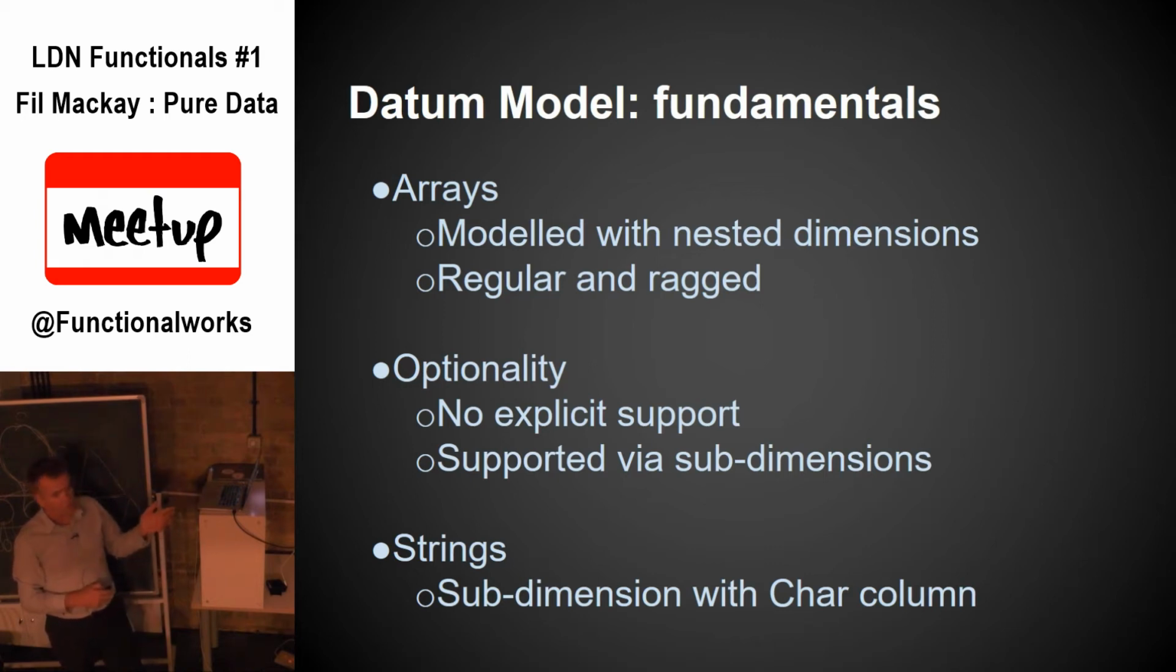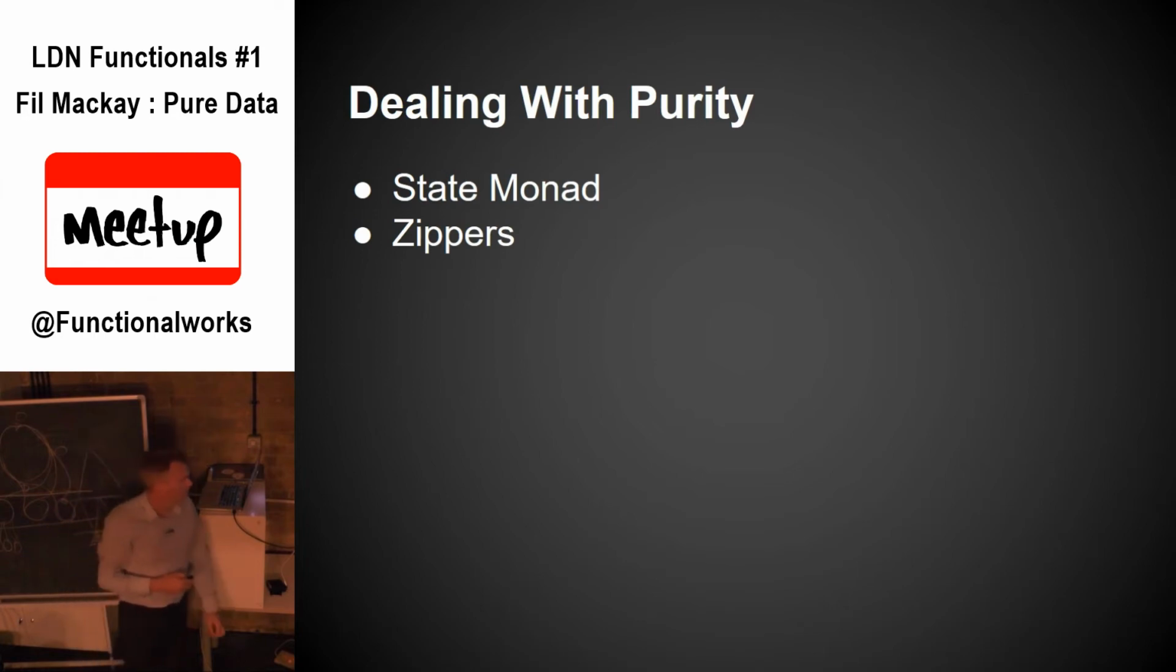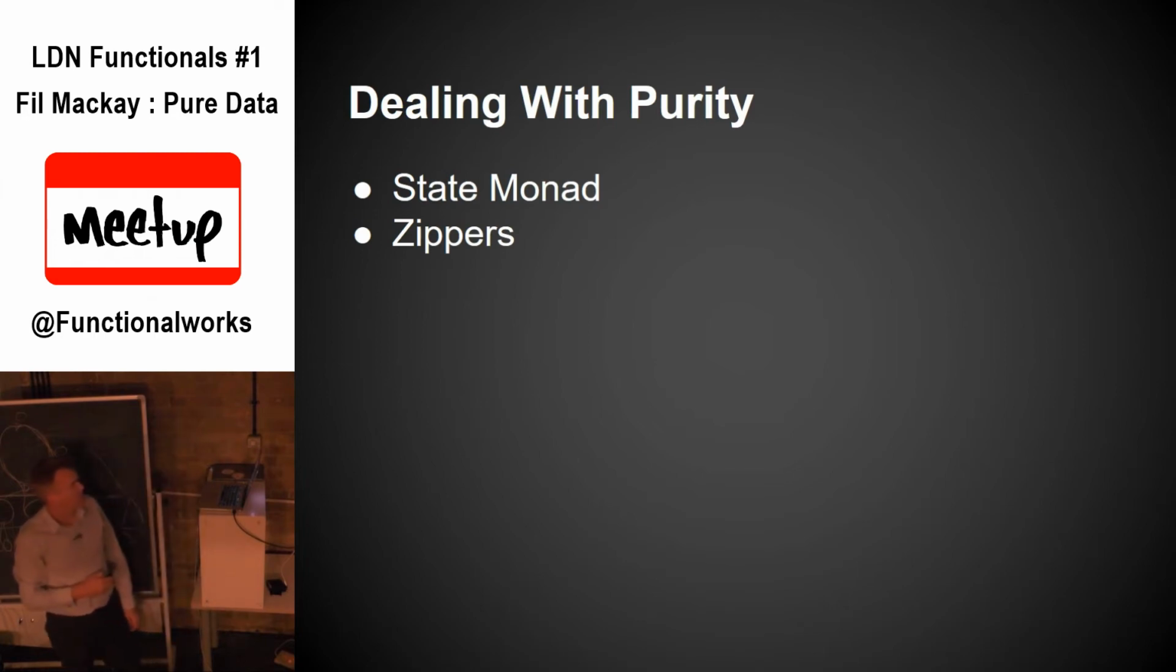Arrays are modelled with nested dimensions. So if you have 3 or 4 levels of nesting, that just basically means you've got a 3 or 4 dimensional cube. And you can have different combinations of regular and ragged axes in there. Optionality, so nulls, maybe, etc. There's no support for it at all. That's just another case of a dimension which has 0 or 1 instances in it. And I mentioned before, strings are just subdimensions with characters.